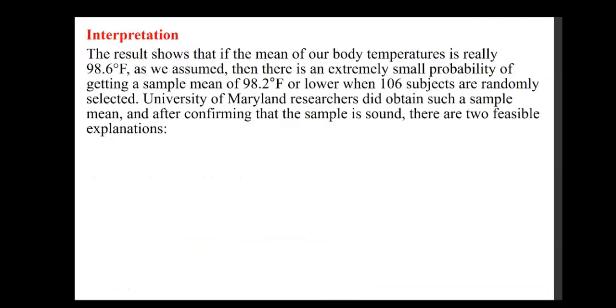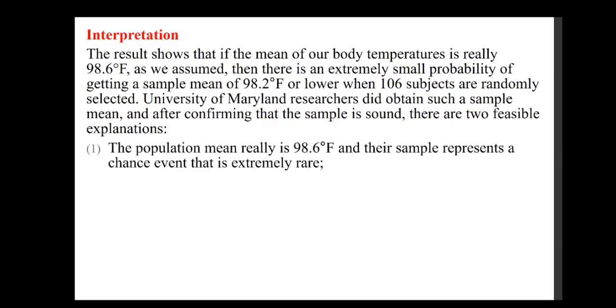The result shows that if the mean of our body temperatures is really 98.6 Fahrenheit, as we assumed, then there is an extremely small probability of getting a sample mean of 98.2 Fahrenheit or lower. 106 subjects are randomly selected. University of Maryland researchers did obtain such a sample mean, and after confirming that the sample is sound, there are two feasible explanations. What's the first one? The population mean really is 98.6 degrees Fahrenheit, and their sample represents a chance event that is extremely rare.